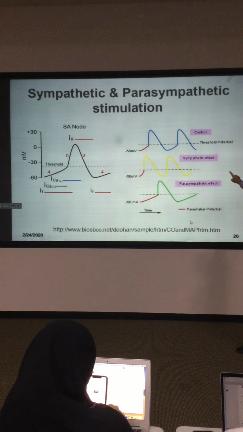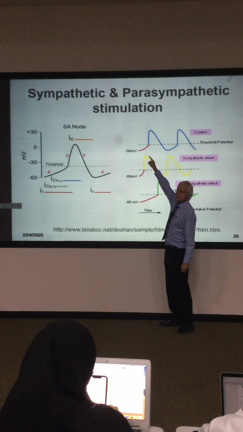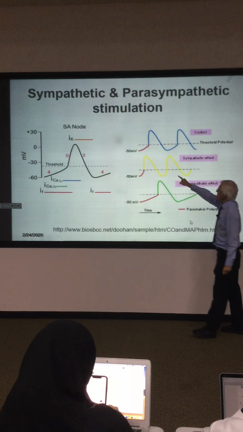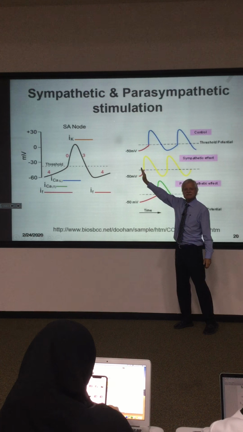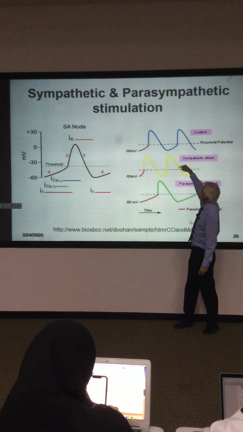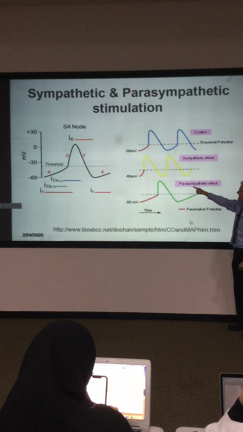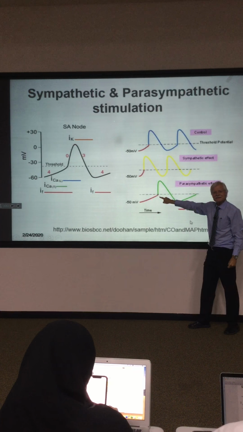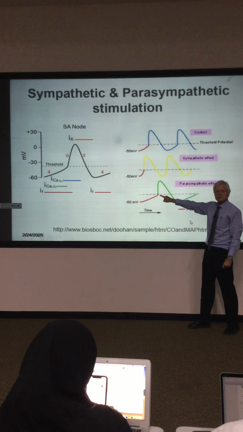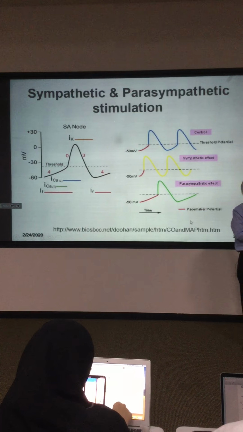And here we can see, this is a control. Look at the red bit here, slope. Here we've got sympathetic effect. Notice the slope now is becoming much steeper, isn't it? So you're getting more action potentials per unit time. Parasympathetic, notice what's happening. This is becoming much shallower, isn't it? So it takes longer to reach threshold. And so, the rate goes down.